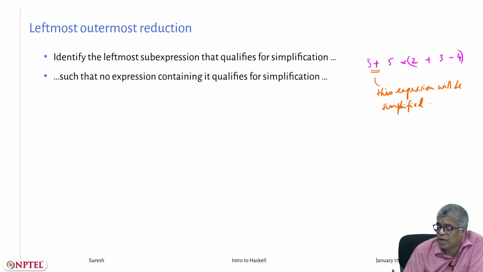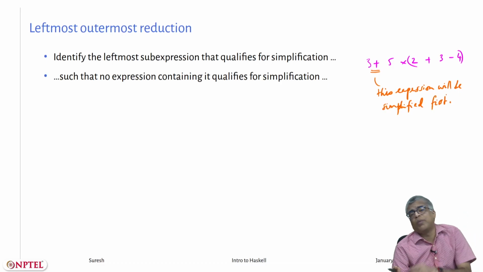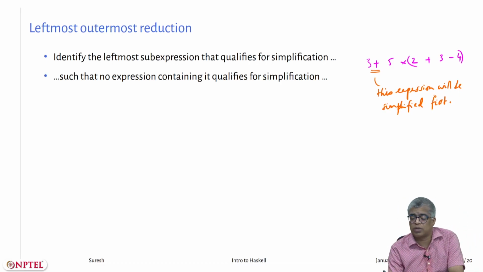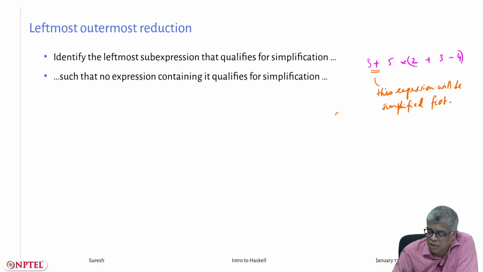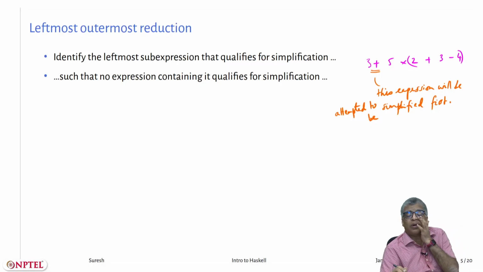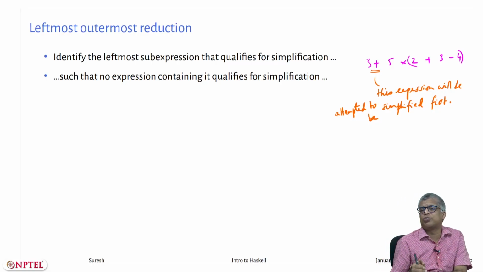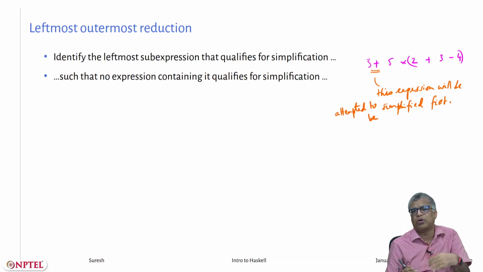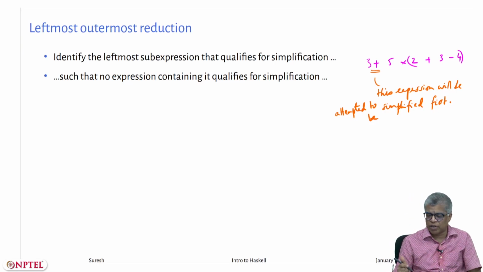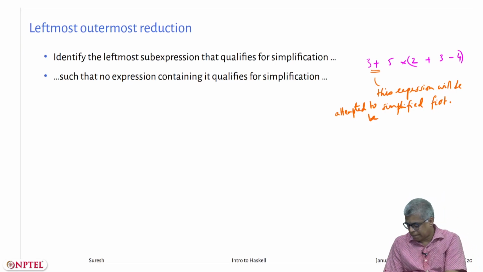But you can't simplify it first, right? Simplifying an expression involving a plus means simplifying both arguments. Okay, so this expression will be attempted to be simplified first, let us say. You will attempt to simplify the expression involving the outermost plus, but there are sub-expressions which are not numbers, so that forces you to evaluate the sub-expressions and simplify them. Okay, so this is the point.